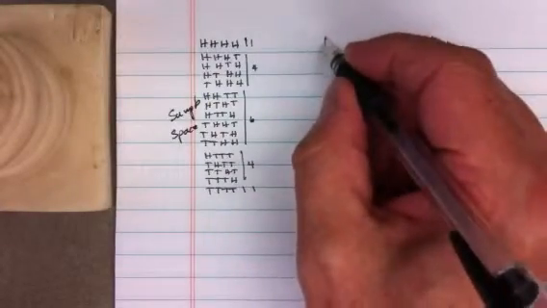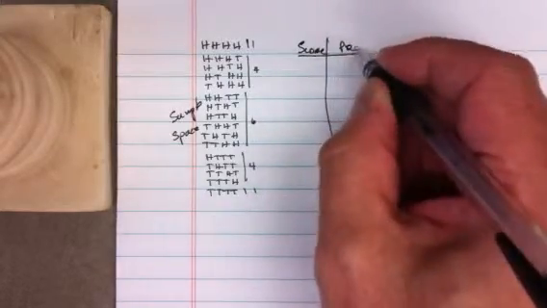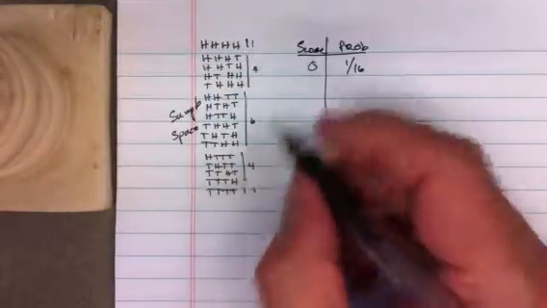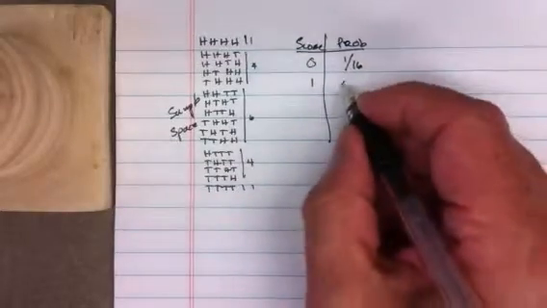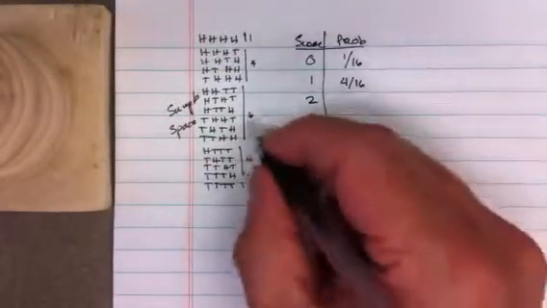Now I'm ready to do probabilities for each of these, so I have a little probability table with the score and the probability. The first score is 0, that's all tails, and there's only 1 way. If you count all these up, there's 16 possibilities, so 1/16 of a chance of getting a score of 0. These all have 1 point, 1 head and the rest tails, and there are 4 possibilities for that. These all have 2 points, 2 heads, and there's 6 possibilities.